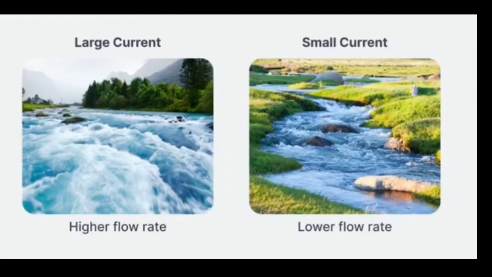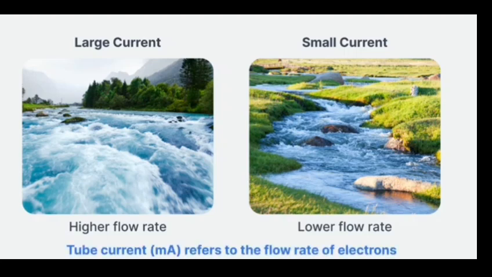The tube current is actually very similar to a current of water flowing down a river. A current is just the flow of water. If we have a large current of water, that just means there's a higher flow rate of water moving down the river. If we have a small current of water, that just means we have a lower flow rate of water moving down the river. In the same way, tube current just refers to the flow rate of electrons moving through the X-ray tube.